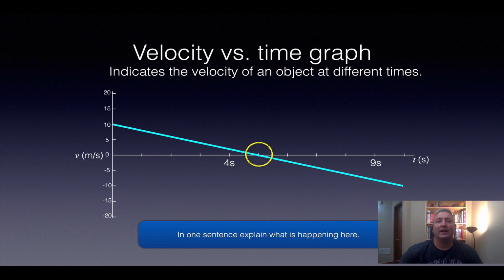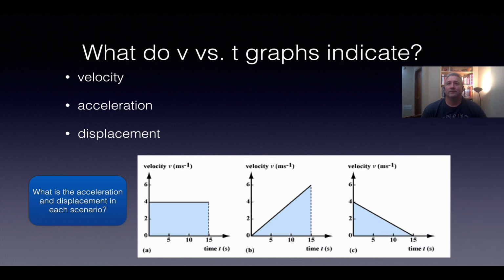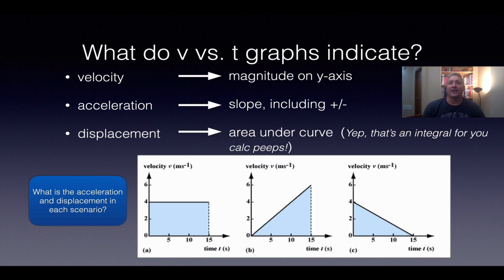So there's a lot of information we can get from these types of graphs. These graphs tell us the velocity, the acceleration, and the displacement. The velocity is simply the value on the graph. Where is it on the y-axis? The acceleration is the slope, and it's important to indicate whether it's positive or negative because that tells us how the velocity is changing. The displacement, how far it's gone and in what direction it's gone, is also findable. And that's because if we find the area under the curve, that gives us the displacement.